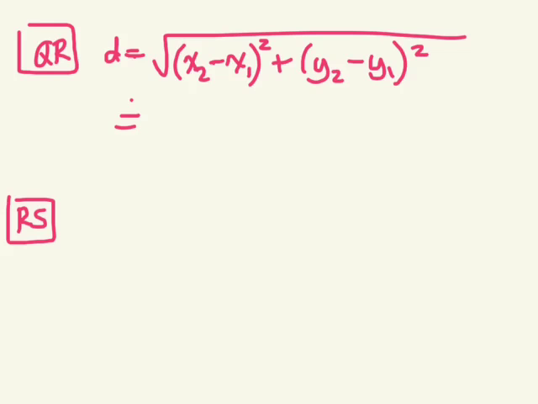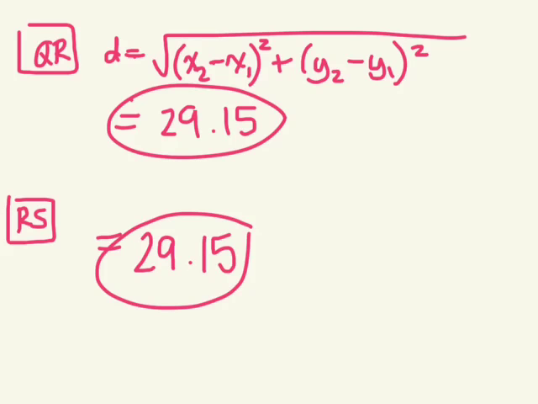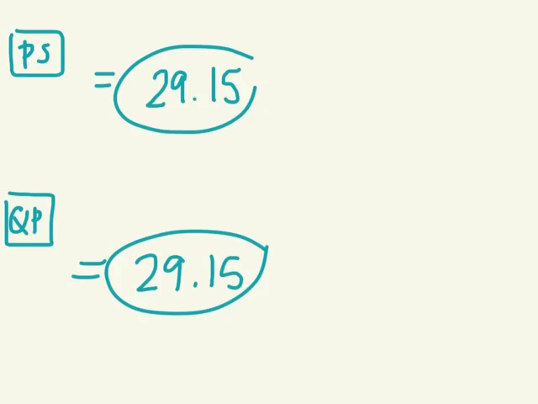For the length of QR, it's 29.15 units long. When we use the distance formula, we also get 29.15 for RS. Okay, so if we calculate the distance formula for each segment of the shape, we see that there's a possibility that this could be a square, and there's also a possibility that it could be a rhombus. We need to see if any of the slopes are negative reciprocals of each other. If they are, what shape is it?